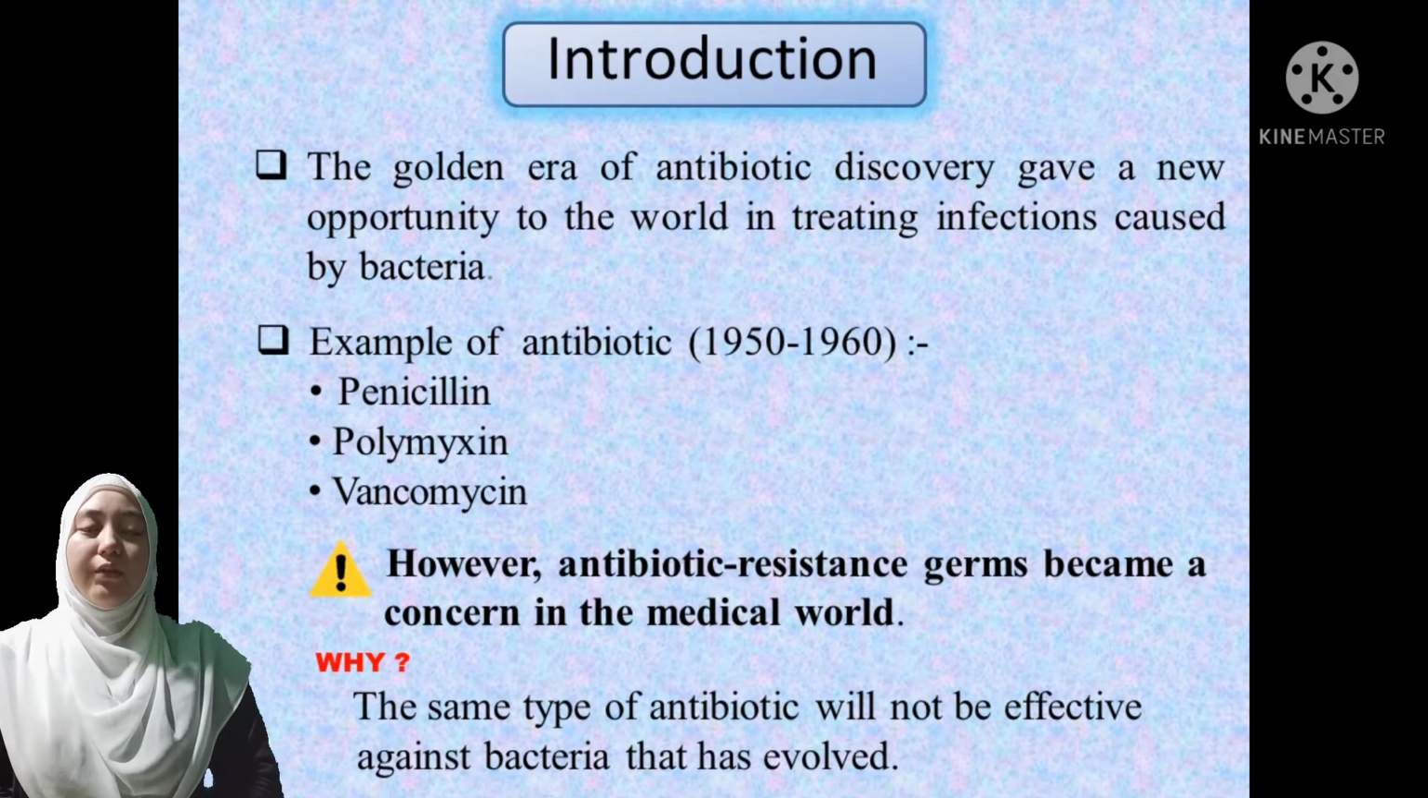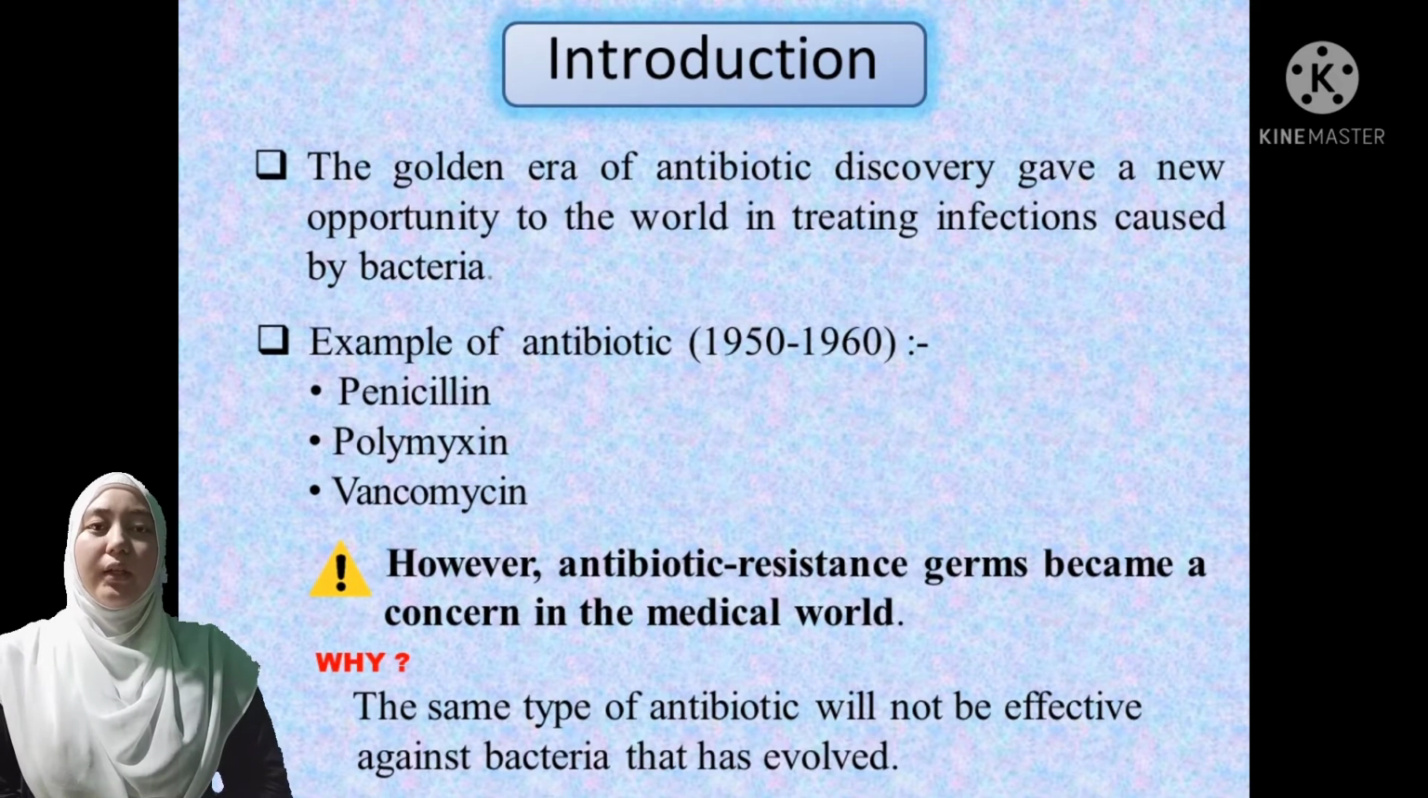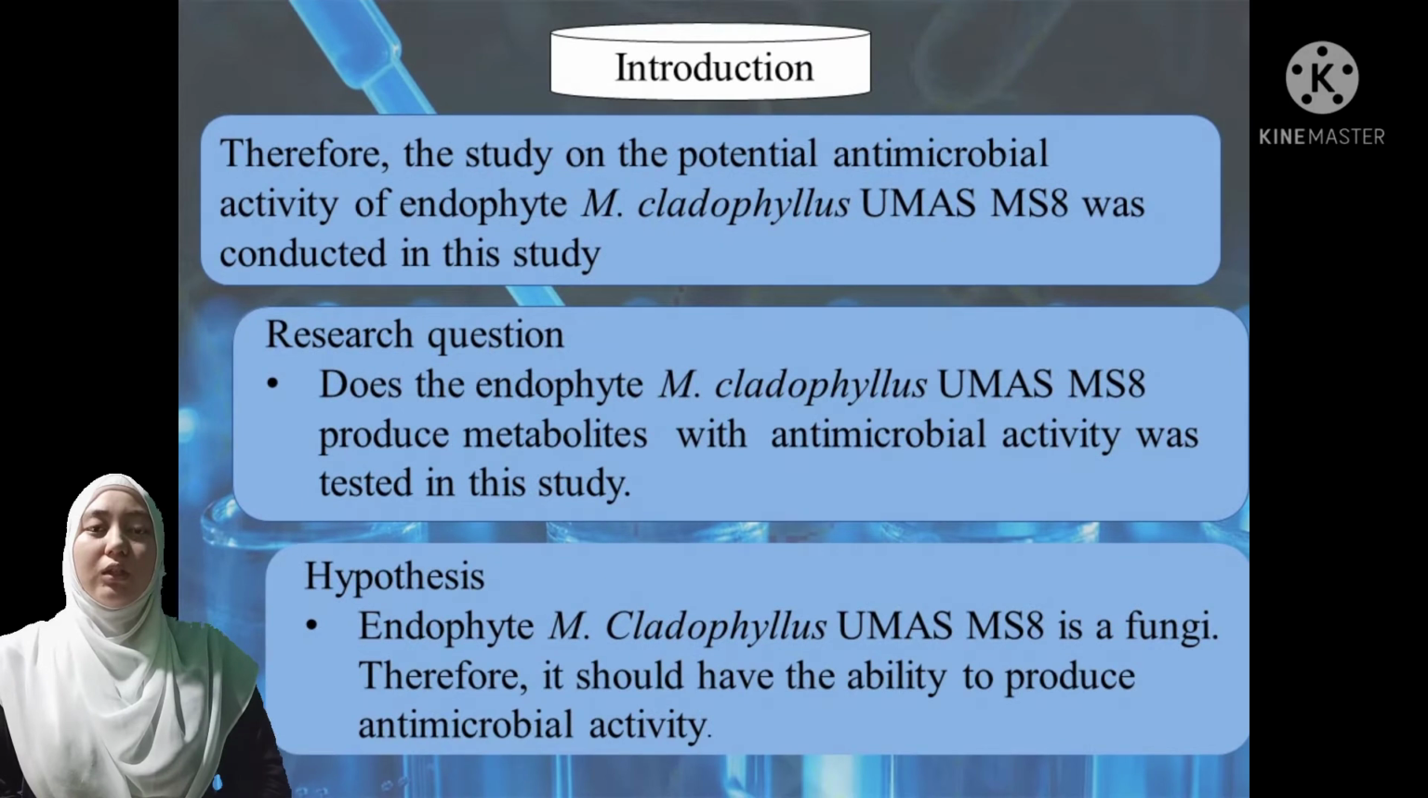Antibiotic discovery gave a new opportunity to the world in treating infection caused by bacteria. The examples of antibiotics are penicillin, polymyxin, and vancomycin. These antibiotics are still in use to this day. However, antibiotic-resistant germs become a concern in the medical world. This is because the same type of antibiotic will not be effective against bacteria that has evolved. Therefore, the experiment was conducted to test the potential antimicrobial activity of endophyte Marasmius cladophyllus.